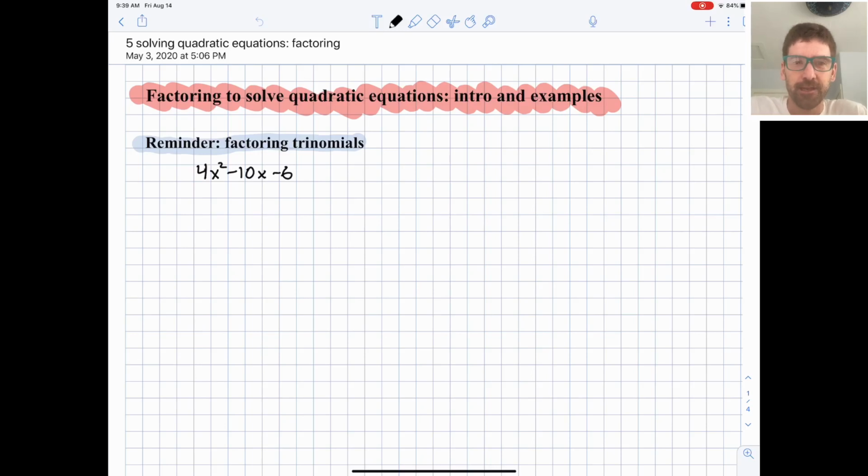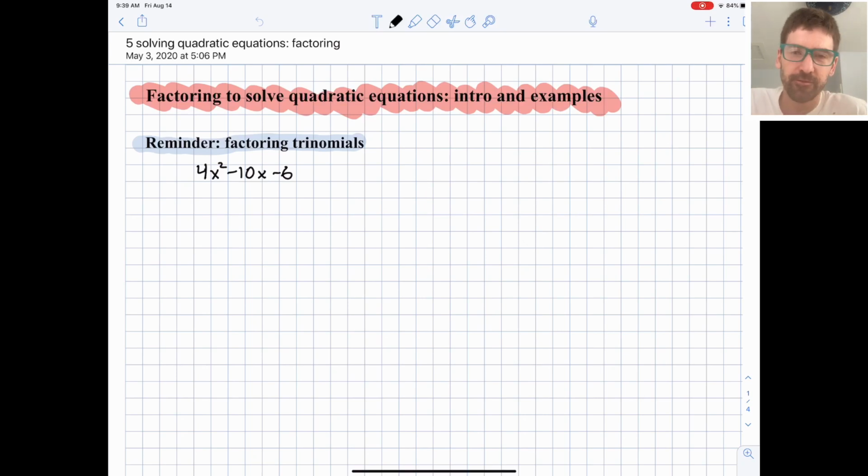All right, this is the next video in our work on solving quadratic equations, and in this particular video we are going to use factoring to solve them. And we're going to start off with an introduction and then do a few solved examples. First off, we need to do a quick reminder on factoring trinomials.